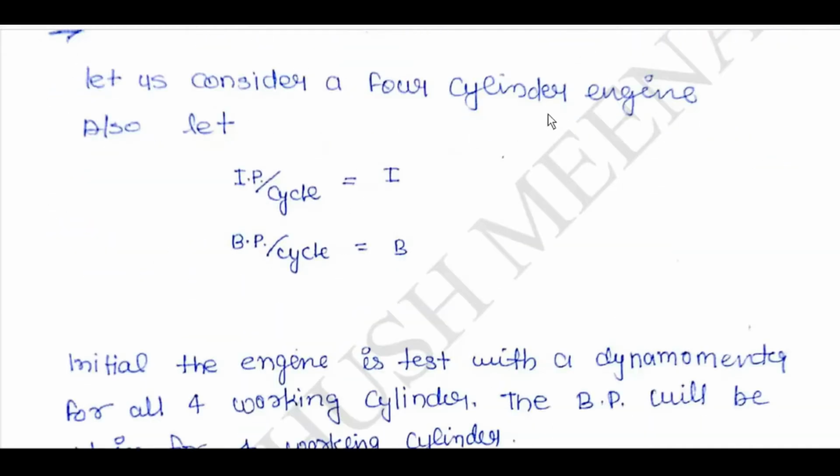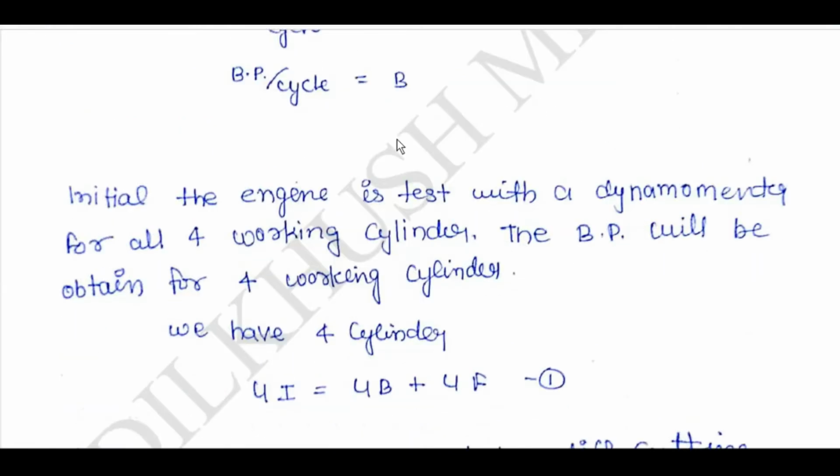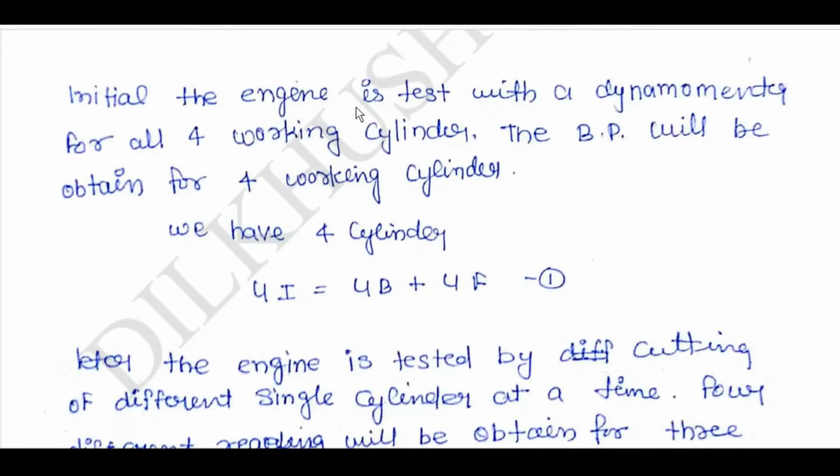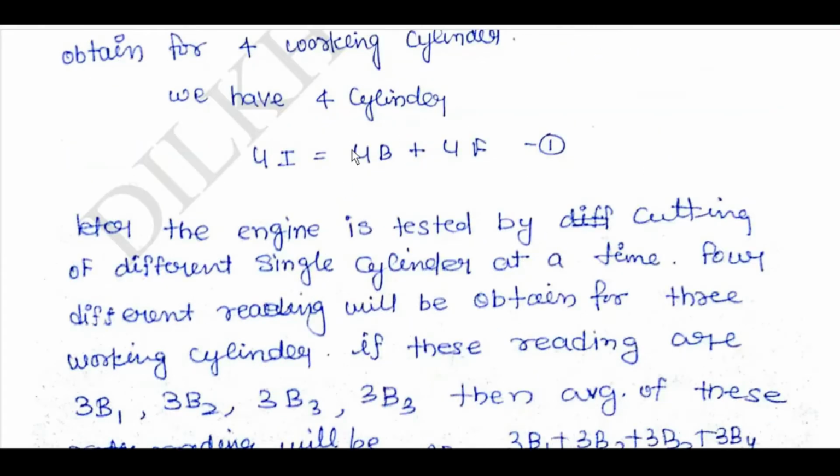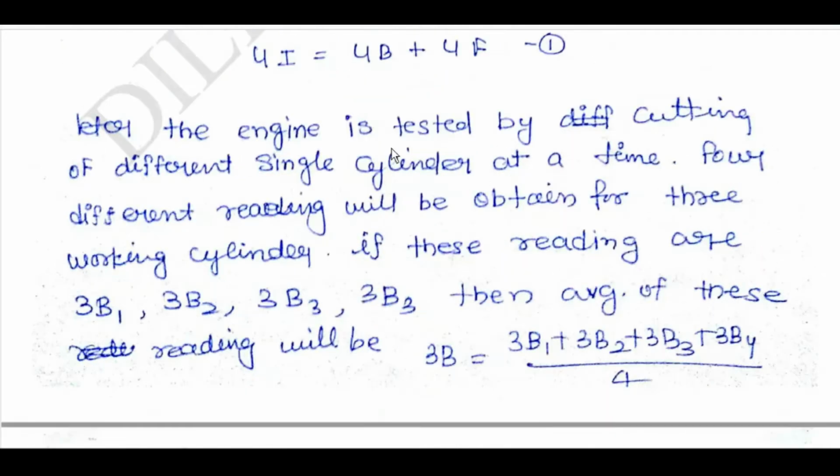Let us consider a 4-cylinder engine. Also let IP per cycle is equal to I, BP per cycle is equal to B. Initially the engine is tested with the dynamometer for all 4 working cylinders. The BP will be obtained from the 4 working cylinders. We have 4 cylinders, 4i is equal to 4b plus 4f.